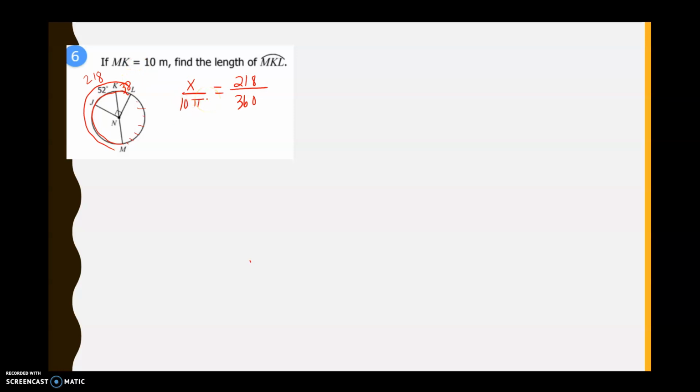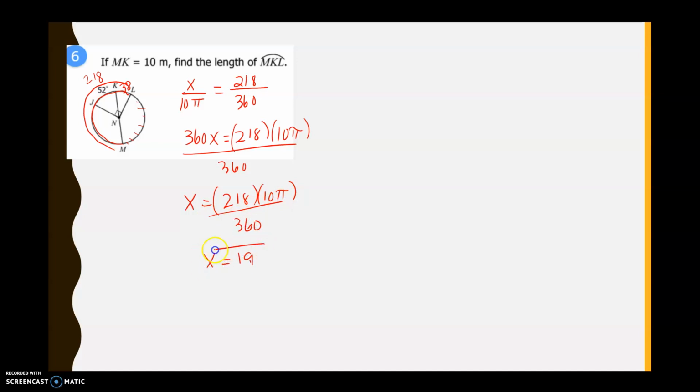So that's our setup. Cross multiply, I'm going to get 360x is equal to 218 times 10 pi. And then divide both sides by 360. So in your calculator, you're doing 218 times 10 pi divided by 360, which means x is equal to 19.